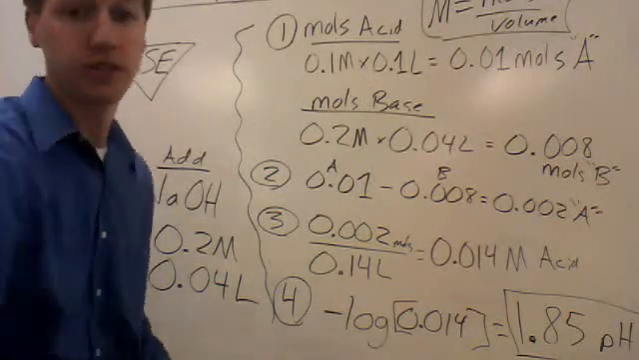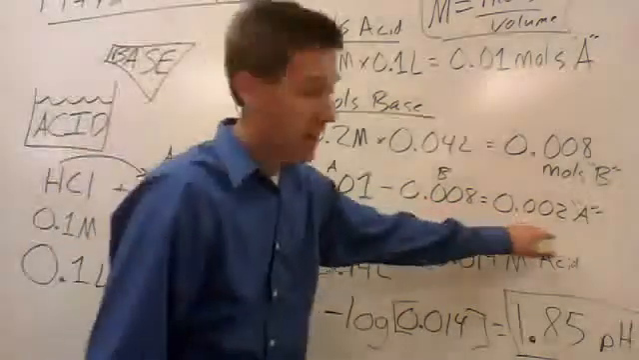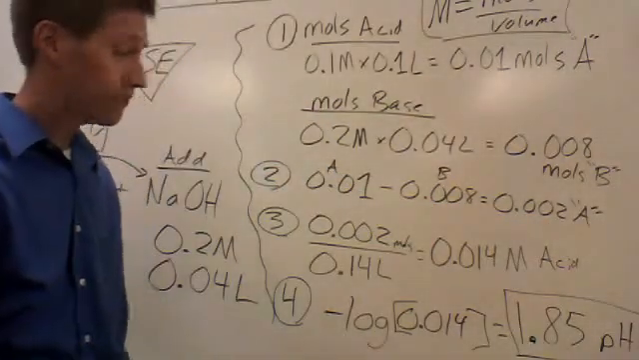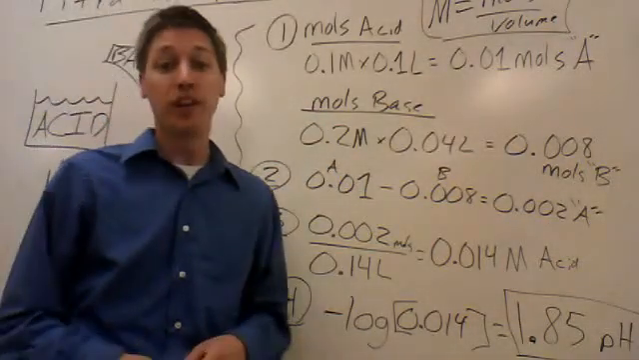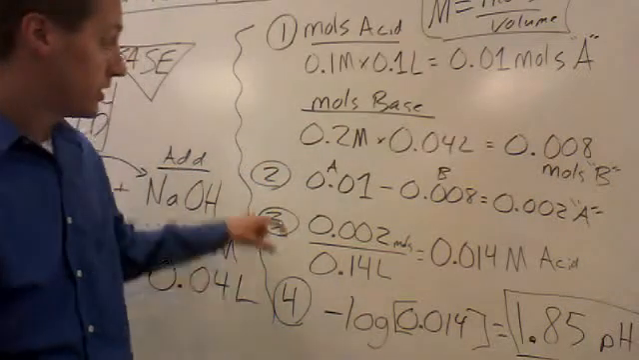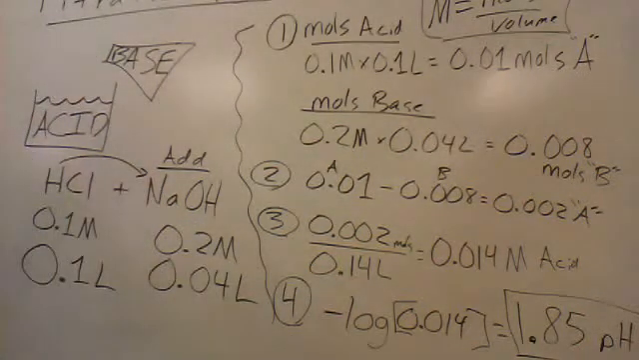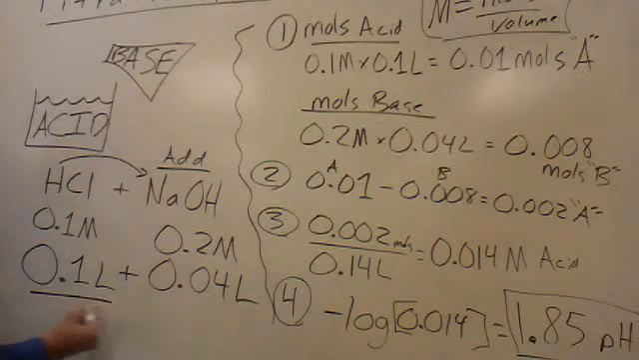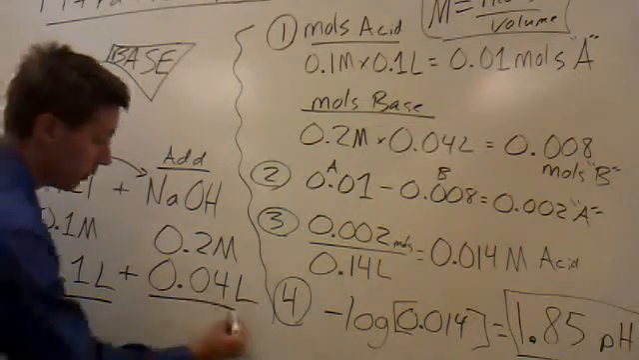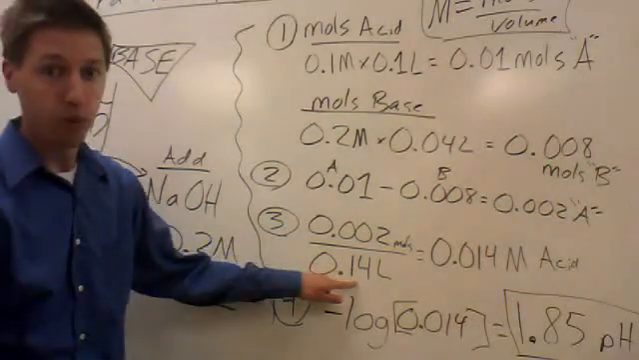So what do we do next? Now we want to find out, well, what's the concentration? Again, we know how much acid we have left over, but in order to find a pH, we need a concentration. To do that, we need to find out what our new volume is. To find the new volume, this number right here, this 0.14 liters, that's going to come from adding the two volumes together. So we had 0.1 liters of the acid and 0.04 liters of the base. If we add those two together, we get a volume of 0.14 liters.